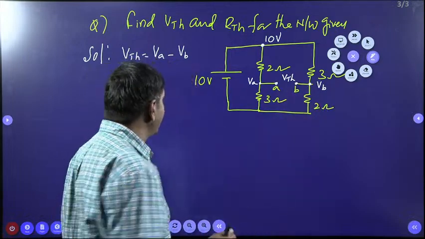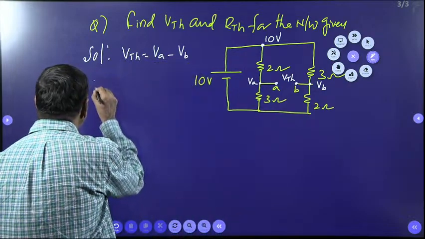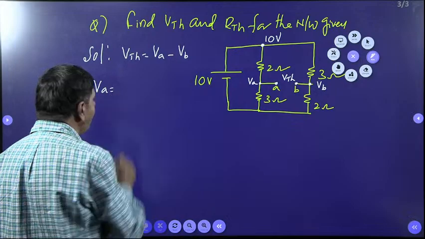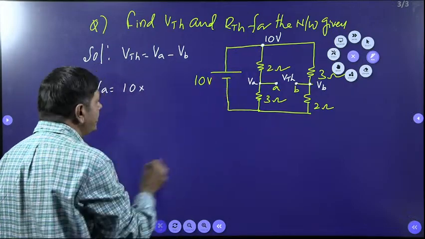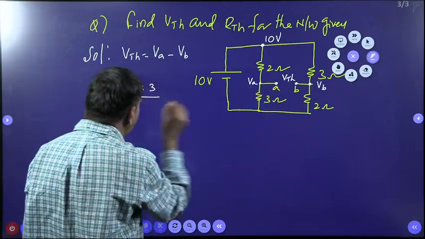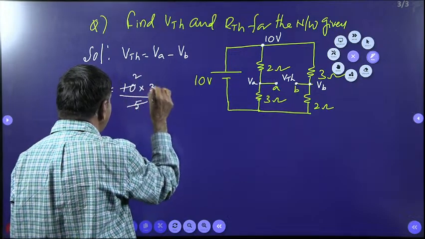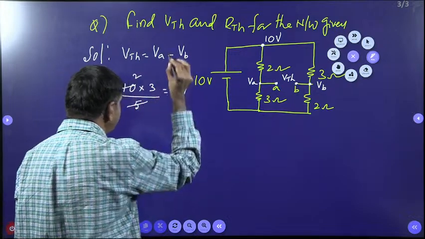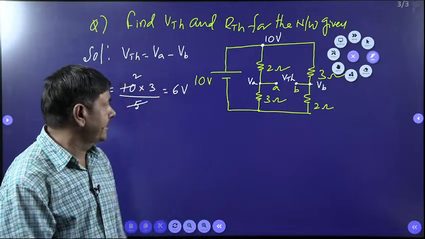So initially I wish to find VA, the voltage across 3 ohms, by using the voltage divider formula. How can I use it? Supply voltage into, you know very well the formula, 10 into 3 by 3 plus 2, 5. I can cancel, 2 times. I'm getting 6 volts here now. So the voltage at the point of A is nothing but 6 volts, I got directly.